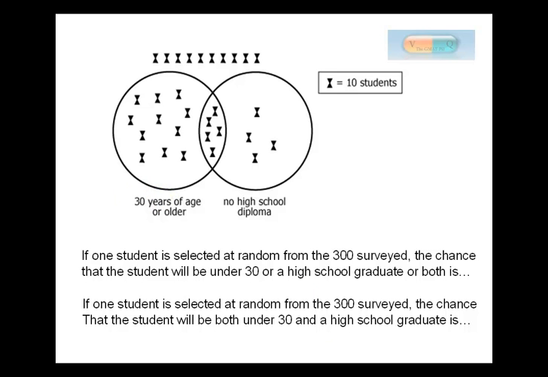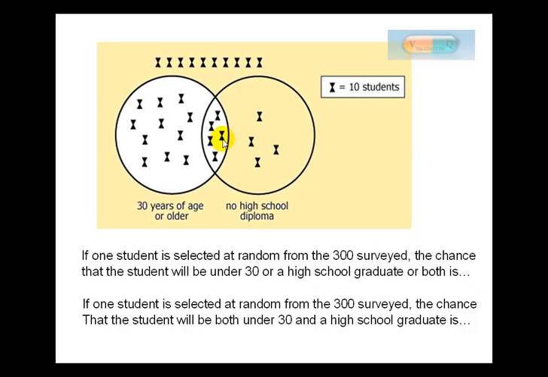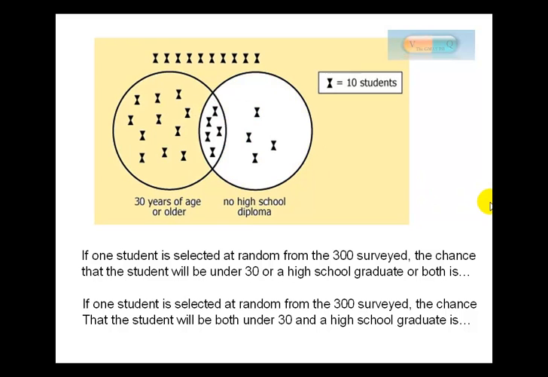So if you're talking about under 30, that means it's everything outside of this circle. So what would that look like? Well, it would look like this. So it's everything outside of this circle. Now it says or a high school graduate. So you have to combine this filling with, well, what's high school graduate? Inside this circle is no high school diploma. That means everything outside of this circle is a high school graduate, and that would look like this.